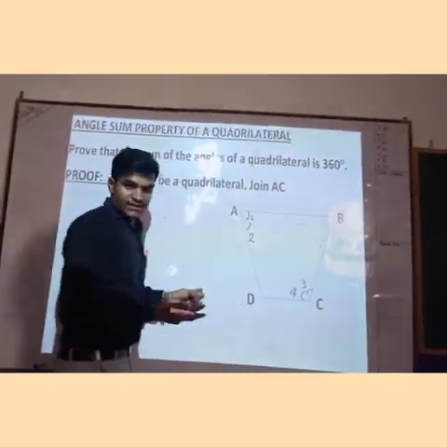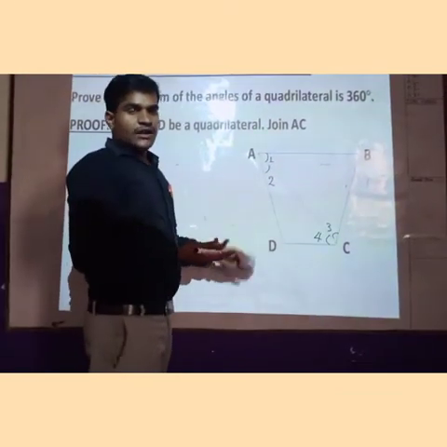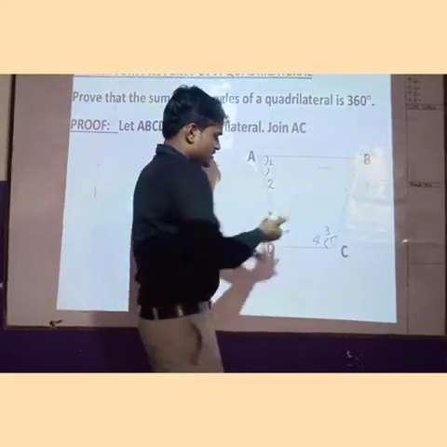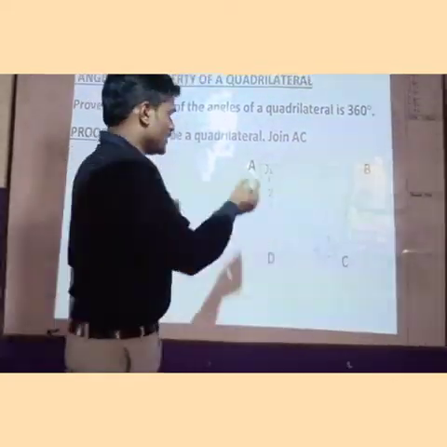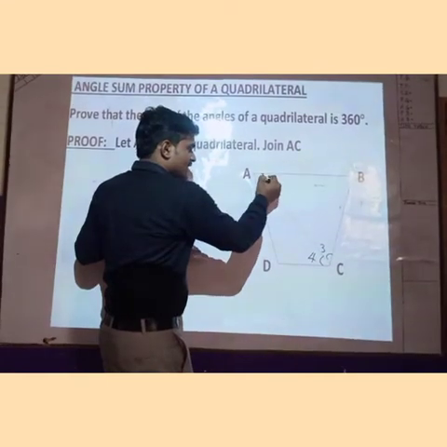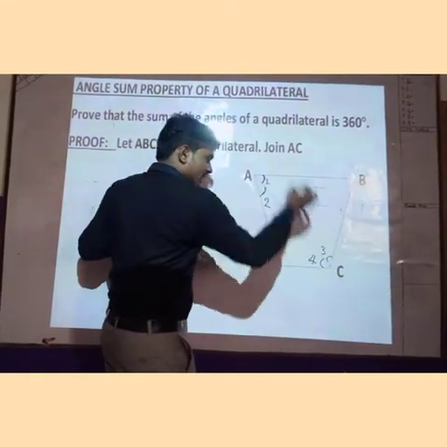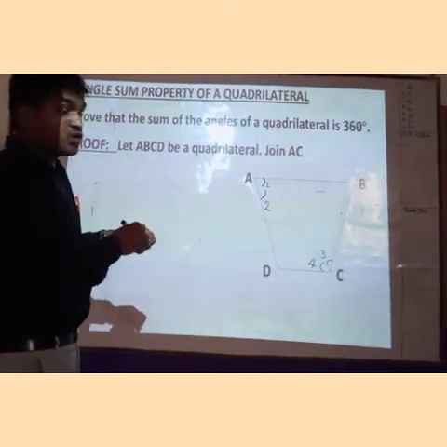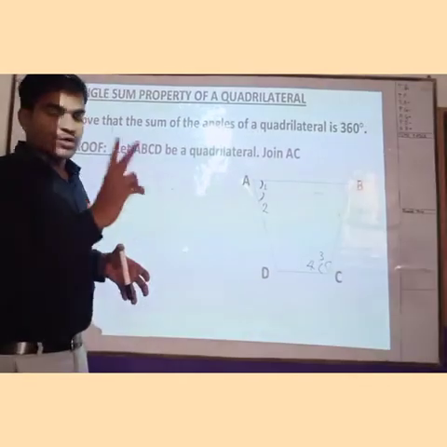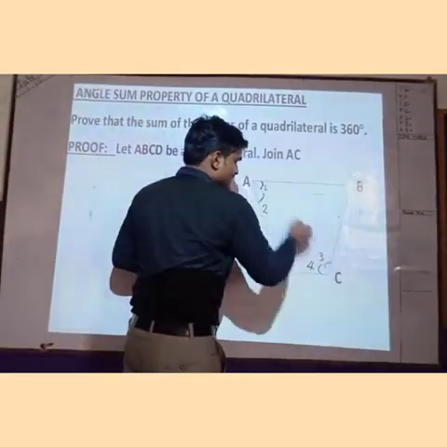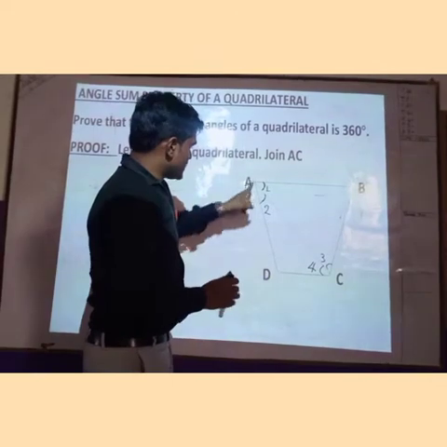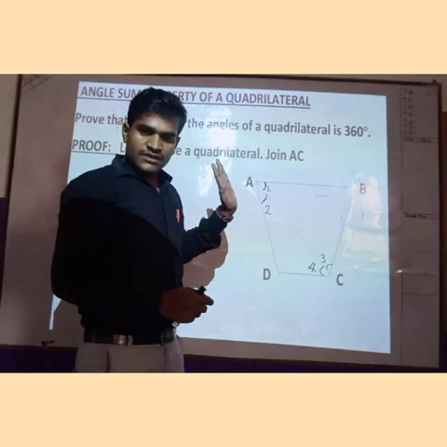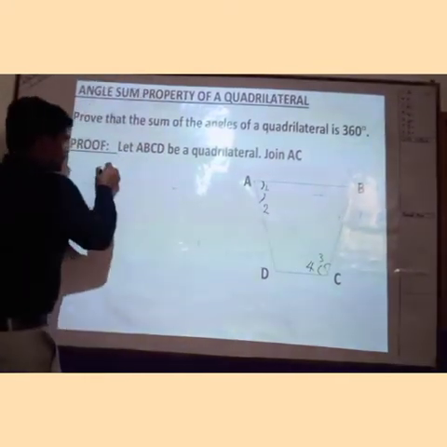ABCD is a quadrilateral. Now we draw its diagonal, that is AC. Means when we join A to C, we get a diagonal AC. Now consider angle 1, angle 2, angle 3 and angle 4. So children, when we join AC, we get two triangles, that is ABC, one triangle, and the second triangle is ACD. Clear children? Now we have two triangles.